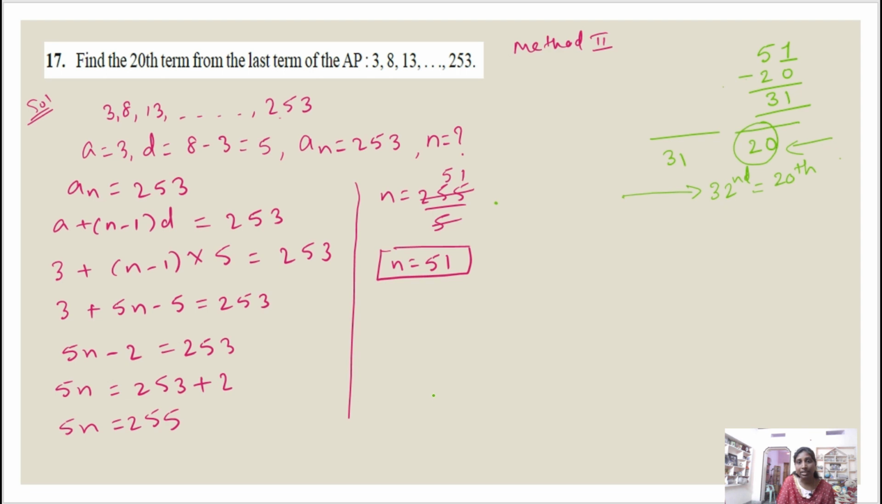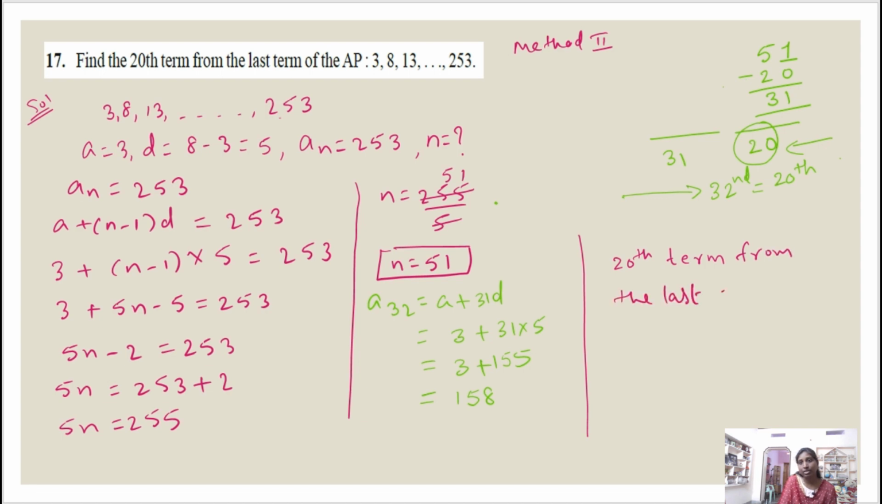It means here we need to find out A32, which is equal to A plus 31 into D. Now put the values here. A is 3 plus 31 into D is 5. Now 5 ones are 5, 5 threes are 15. So it means 3 plus 155 is 158. So this is the required term. So the 20th term from the last is equal to 158.